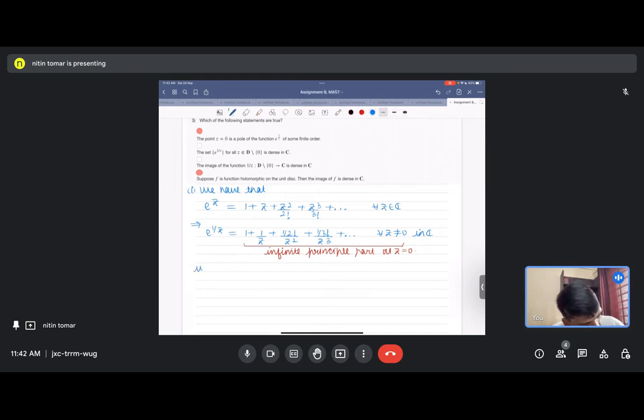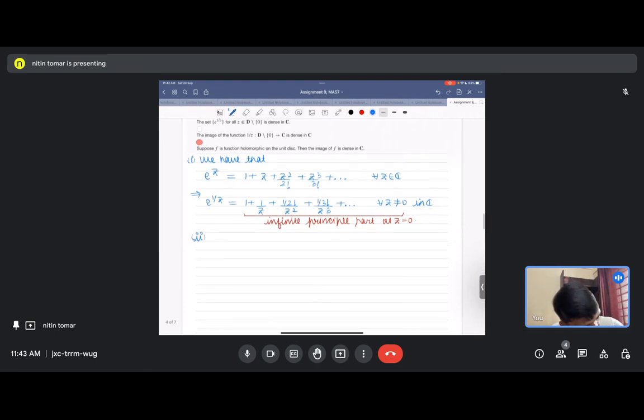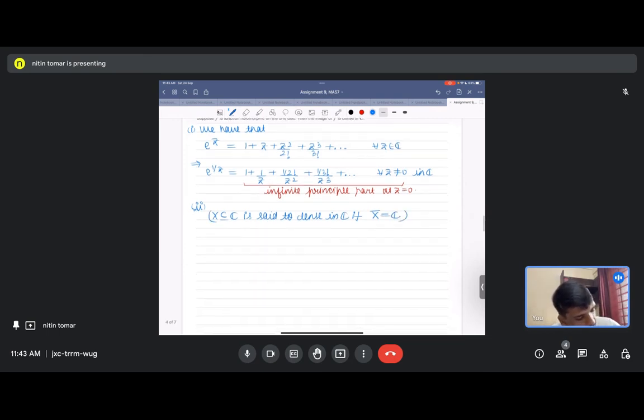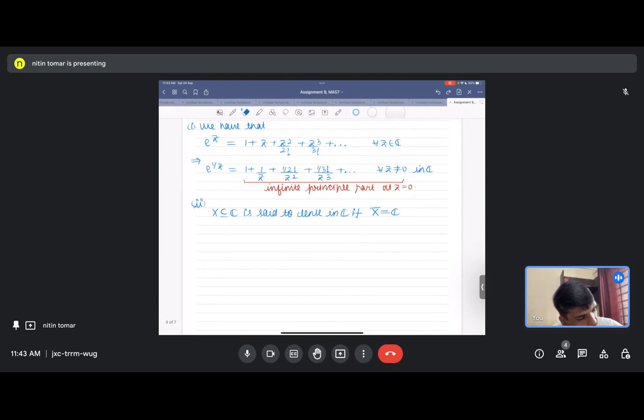Okay, let's go to the second question. So dense in C: let's say X, a subset of C, is said to be dense in C if the closure of X is the entire complex plane. As an example, can you give me one example of a dense set in C?